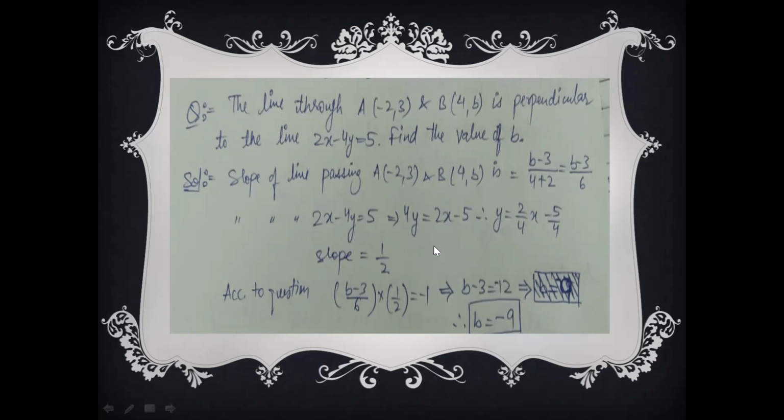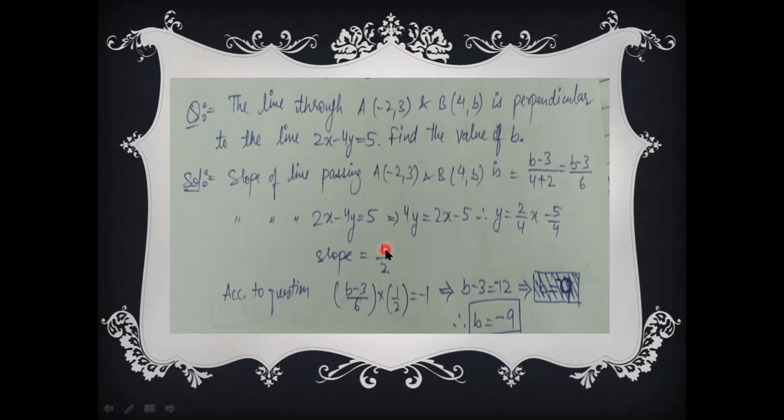Moving to the next question, it says point A and B are given, and AB is perpendicular to the line. We need to find the value of b. To find the slope of AB, the slope is y2 minus y1 upon x2 minus x1, so b minus 3 by 6. And for the second line, again make y the subject. We get y equal to 2 by 4 x, so the slope is 1 by 2.